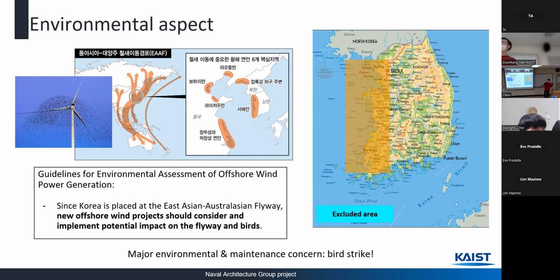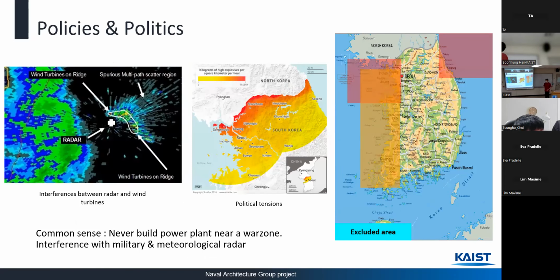So it will be an area we will exclude. Regarding politics and policy, currently South Korea and North Korea are involved. Common sense, but it's obviously not a good idea to put a wind farm there, so we want to avoid this area. Another reason is that a wind turbine can interfere with radar. We don't want to put it close to radar, and there are a lot of military radars around this area. So we exclude the northern part of South Korea.